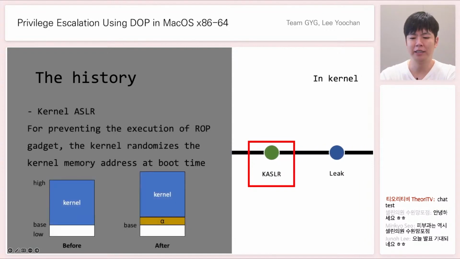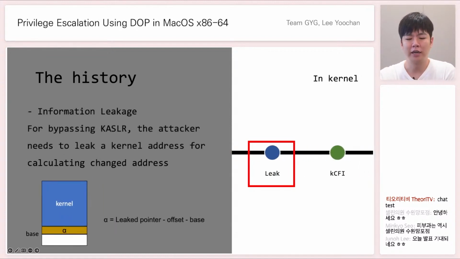Kernel address space layout randomization, or KASLR, is a mitigation that randomizes the kernel memory layout. Since KASLR randomizes at boot time, ROP, which uses specific memory addresses, is mitigated. After KASLR became widespread, privilege escalation needed additional steps for bypassing KASLR. That is an information leakage exploit. If the attacker leaks one kernel text pointer, the ROP gadget addresses can be calculated.